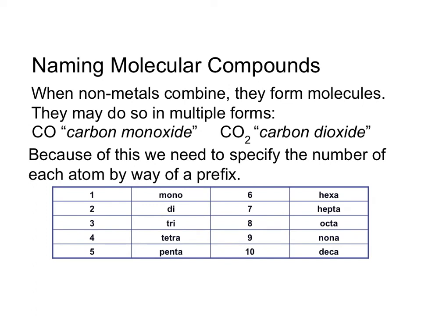We have to treat molecular compounds a little bit differently. Due to the ways that nonmetals combine, they can do so in multiple ways. For instance, when carbon and oxygen come together, we can either have one carbon atom and one oxygen atom, which would be carbon monoxide, or one carbon atom and two oxygen atoms, which would be carbon dioxide. Therefore, simply saying carbon oxide, as we would have for ionic compounds, does not give us the information that we need in order to come up with the chemical formula. Because of this, in molecular compounds, we need to specify the number of each atom with a prefix.